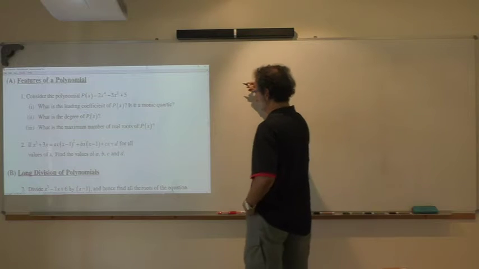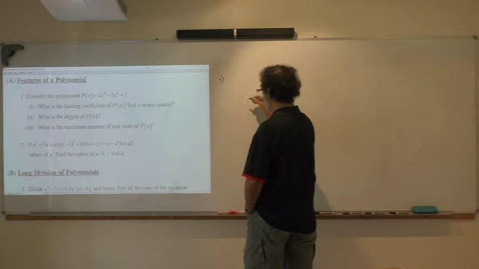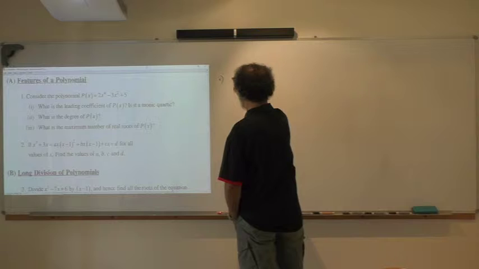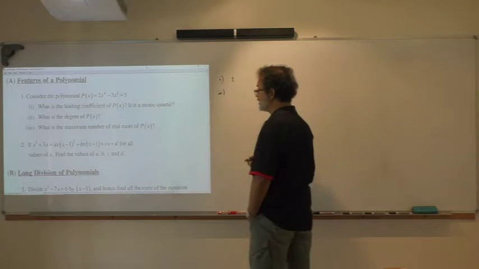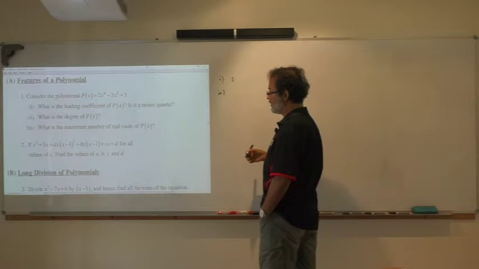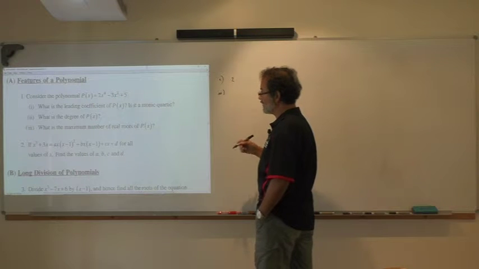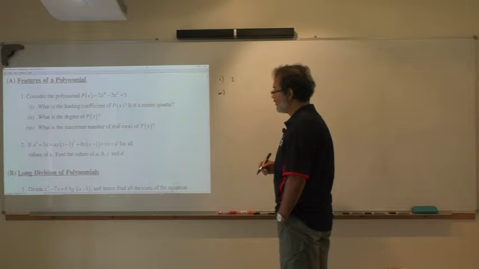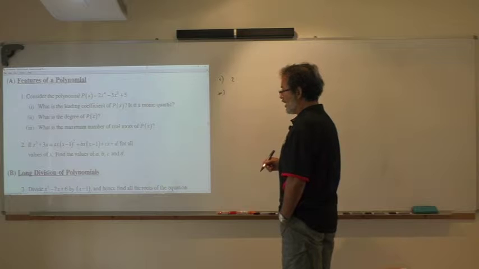Okay, so to answer the first question, I think that you shouldn't have any problem. The leading coefficient is always the coefficient in front of the leading term. In this case, the leading term is 2x to the power of 4, so the leading coefficient is simply 2. And then is it a monic quartic?